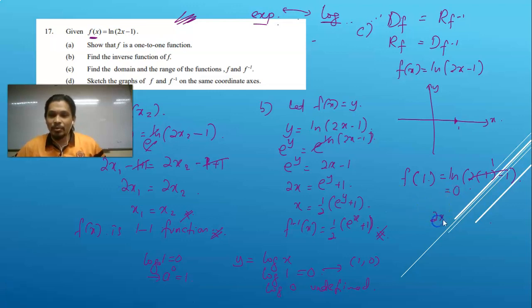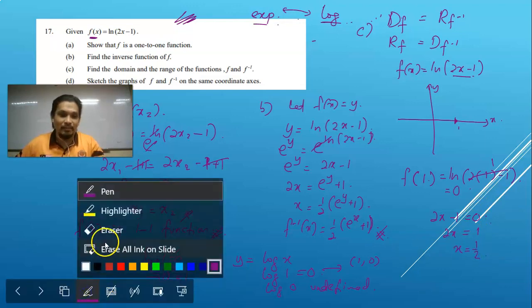Okay, and then let's make this one 2x minus 1 equal to 0, because we would like to find the vertical asymptote or straight line here. Make it equal to 0. So 2x equal to, bring it over, positive 1, then x equal to 1 over 2.